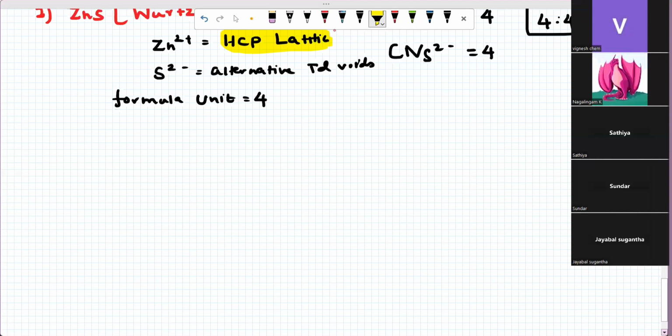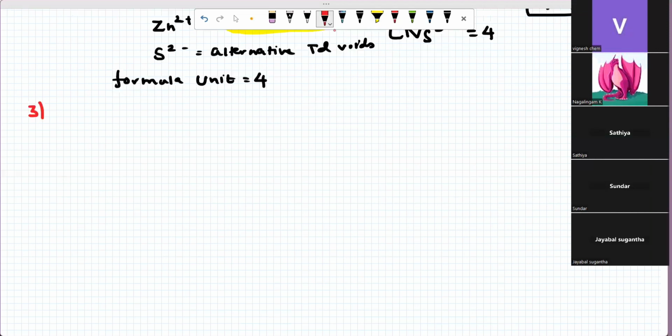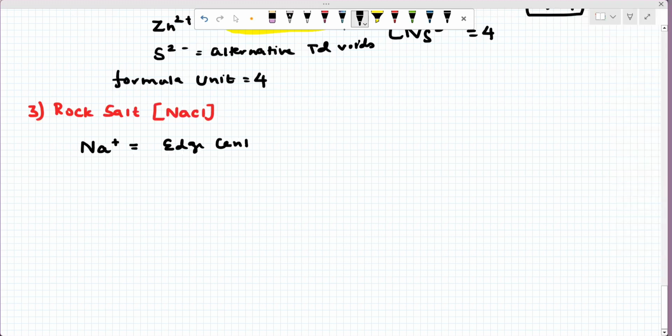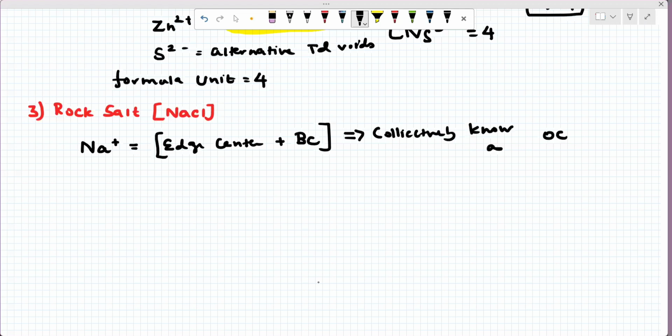Third one, that is very famous. Rock salt, NaCl, table salt. This is very important. Okay, the Na+ ion occupies the edge center plus body center. Collectively, the edge center and body center are known as octahedral voids. Therefore, the Na+ ion occupies the octahedral voids. You got the point?